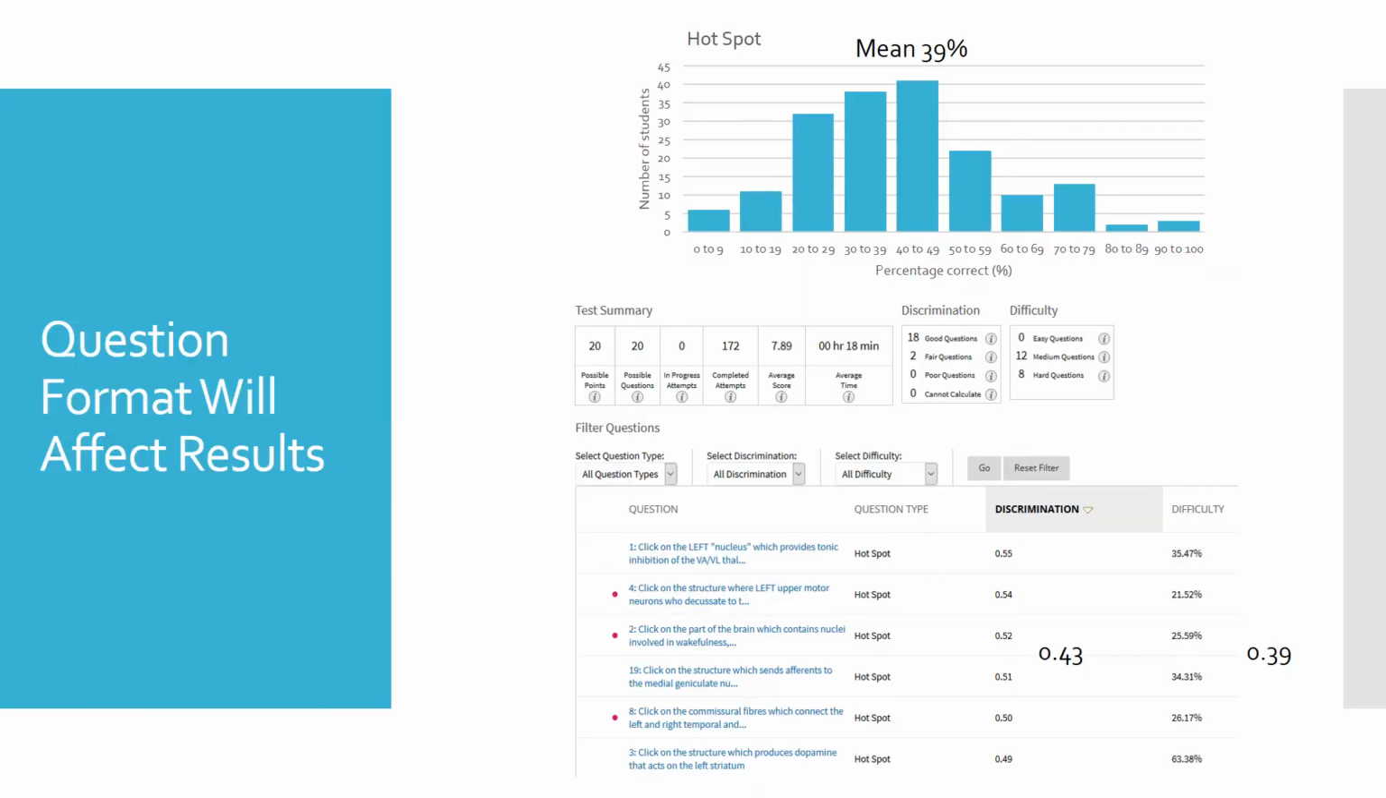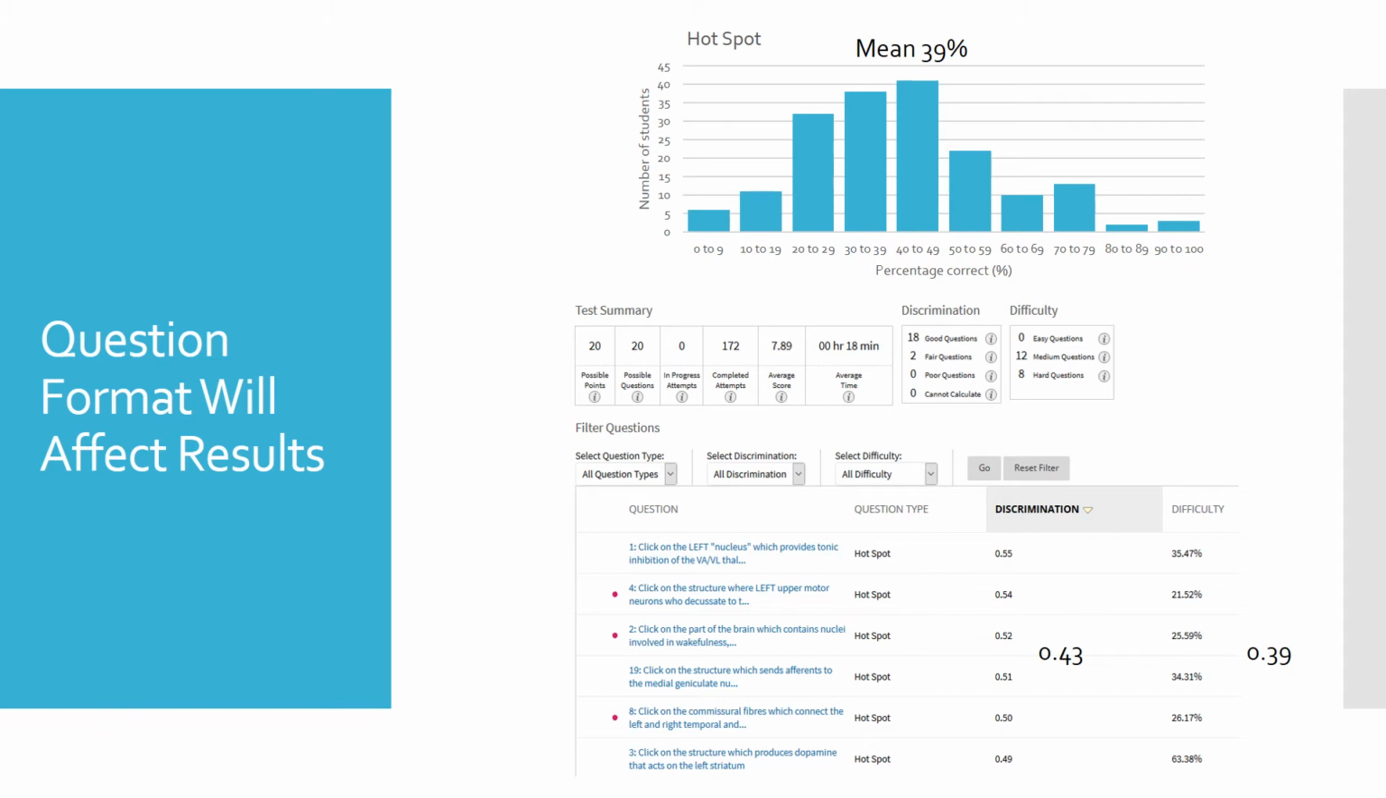Another thing to consider is that the format of your question will affect the difficulty and the results. This is an example where earlier this year I ran two different types of tests on exactly the same content. Here we can see the grades distribution up the top, and students didn't score particularly well on this exam. It was a formative exam and the mean was 39%. There were 20 questions in this particular exam, 172 students completed it, the average score was 39%, and the average time to complete the 20 questions was 18 minutes.